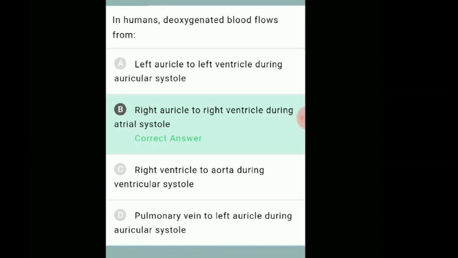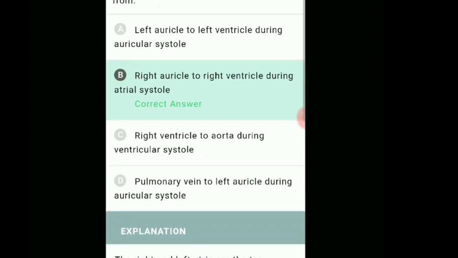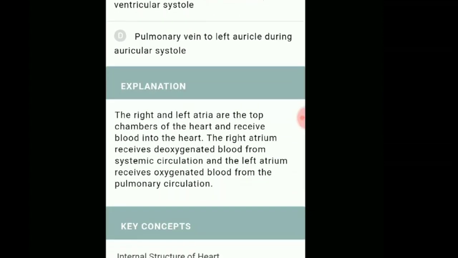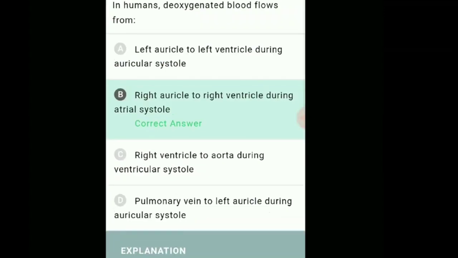Question number 74. Deoxygenated blood flows from. The right and left atria are the top chambers of the heart and receive blood into the heart. The right atrium receives deoxygenated blood from the systemic circulation and the left atrium receives oxygenated blood from the pulmonary circulation. So the answer is option B, right auricle to right ventricle during atrial systole.